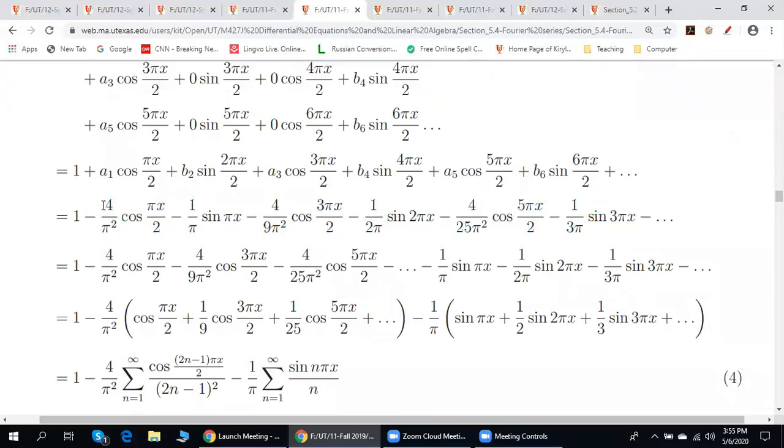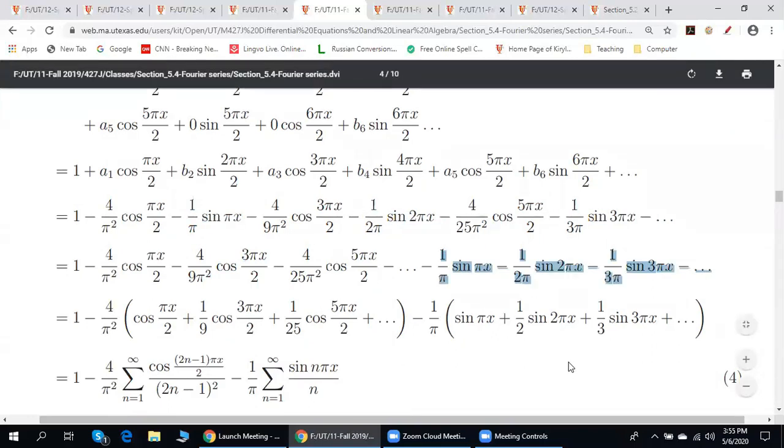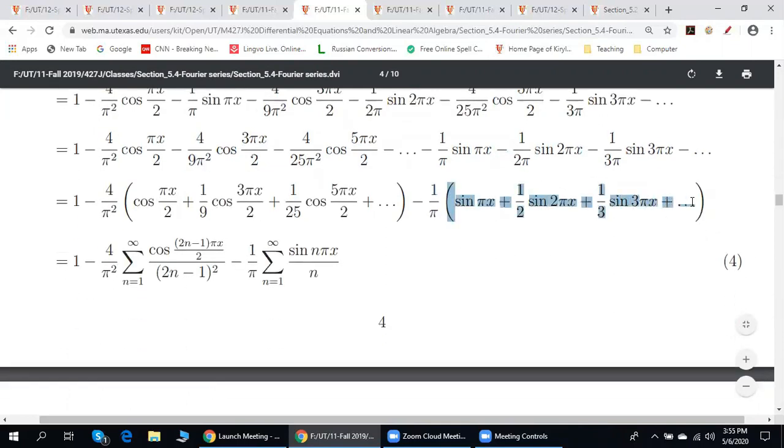In order to simplify, let us first group all cosine terms together. Done. And all sine terms together. Done. After that, observe that over here, the common term is 4 over pi squared. Factor it out. The common term here is 1 over pi. Factor it out. And lastly, note that over here, we have all positive integers inside sine and in the denominators.